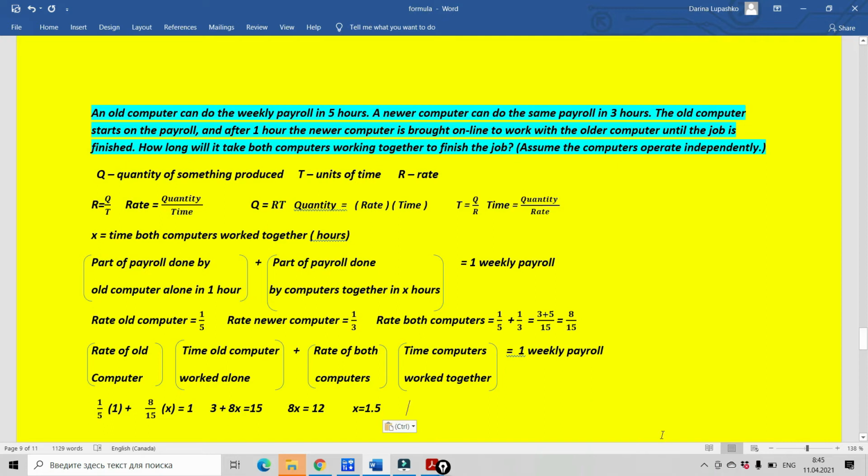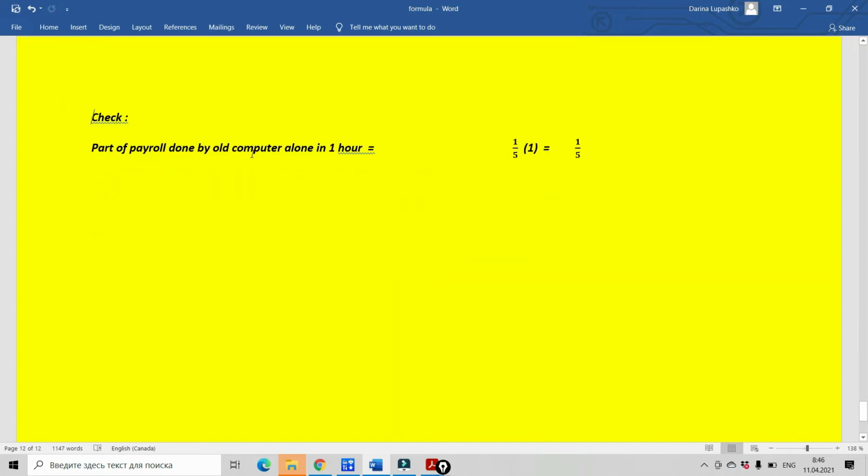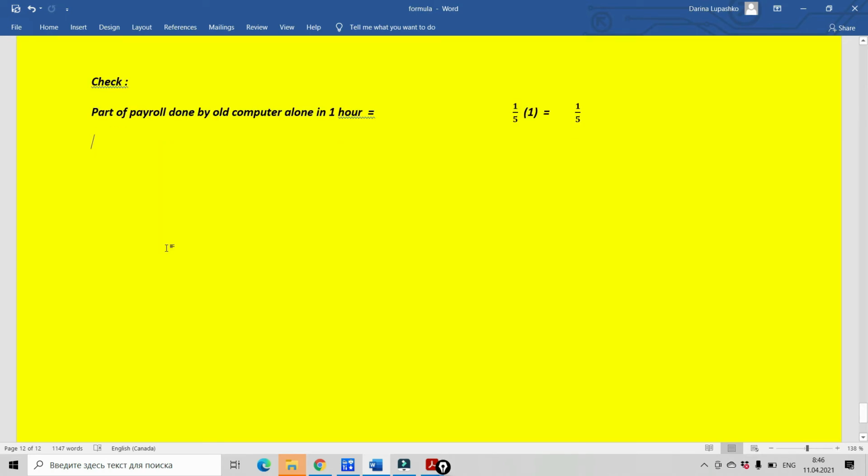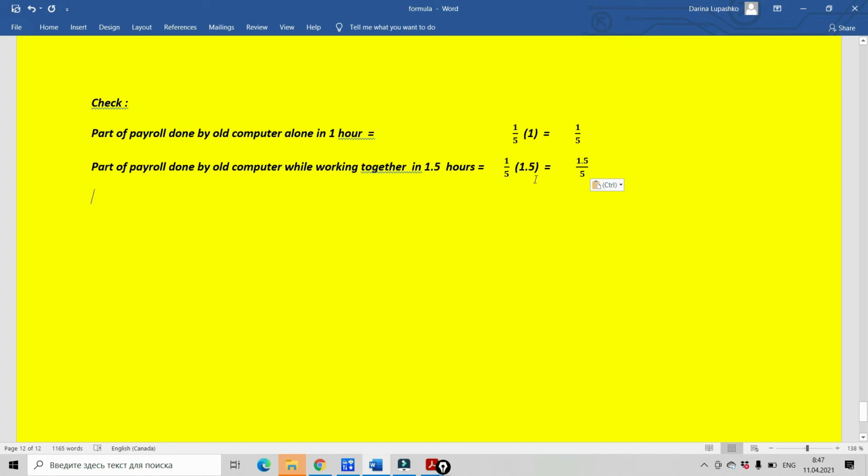But let's do the check. The part of payroll done by the old computer alone in 1 hour is 1 divided by 5 times 1, which equals 1 divided by 5. Then, while the old computer worked together with the newer one, it did its rate 1 divided by 5 multiplied by 1 hour and a half, which equals 1.5 divided by 5. And the second computer, while they're working together, has rate 1 divided by 3. It worked 1 hour and a half, and it did 1.5 divided by 3.